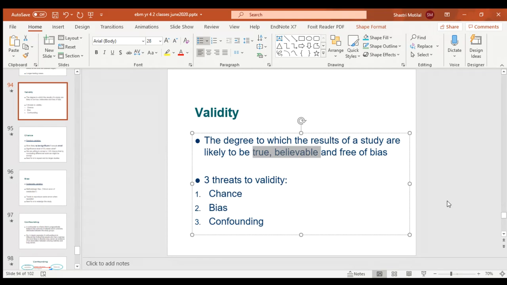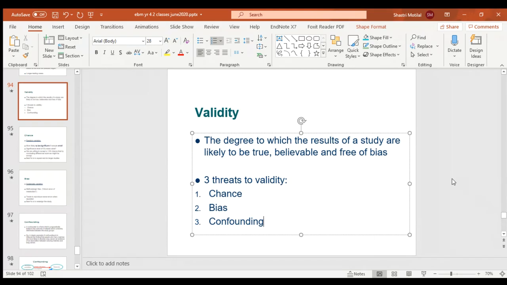So if I give you a study and I ask you, is this study valid? I'm really asking you, do you believe the findings of this study? And there are 3 factors that we use in determining if a study is really believable or true or valid. The 3 threats to validity are chance, bias, and confounding. We just have to understand basically what those 3 things mean, because any of these 3 things could actually reduce the trustworthiness of any bit of medical research done.